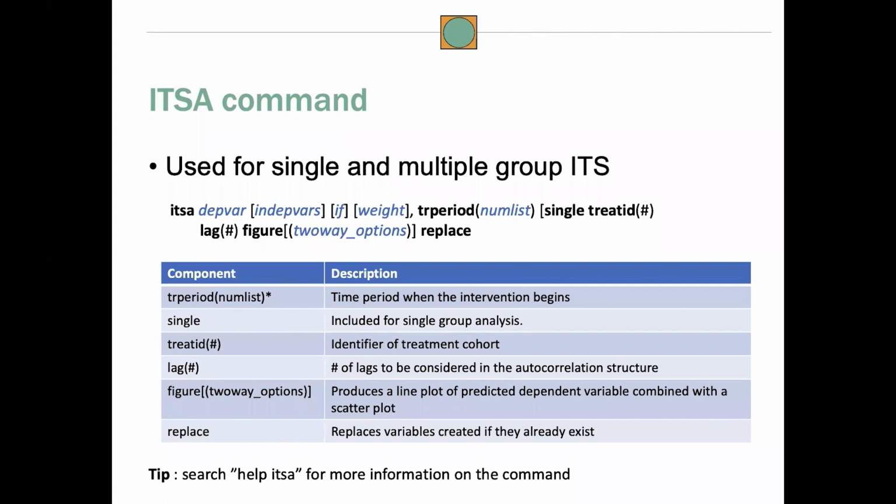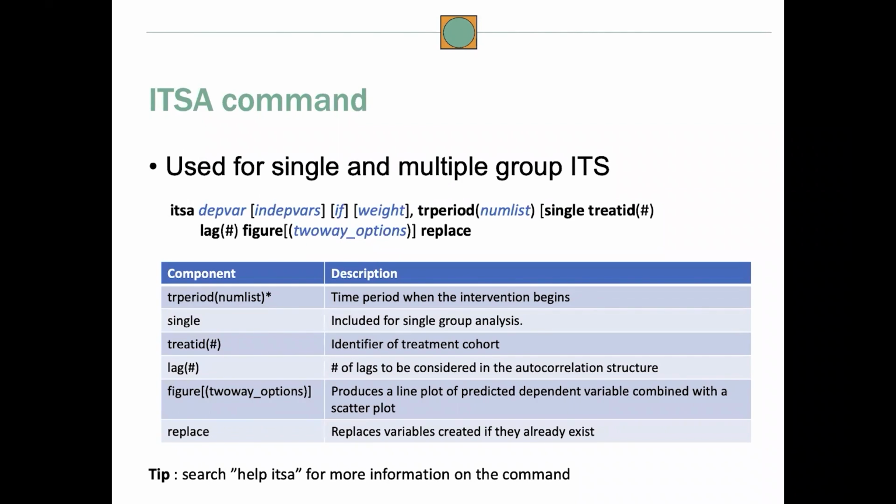Including figure tells Stata that we want to produce a line plot of the predicted dependent variable combined with a scatter plot. And so we'll produce a graph similar to what we had seen previously when we talked about the regression equation for interrupted time series.